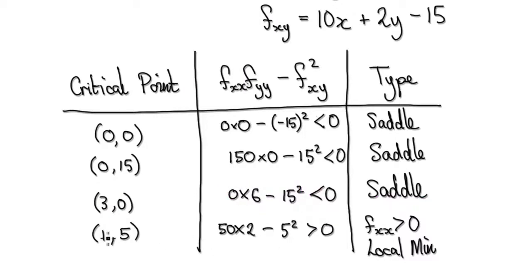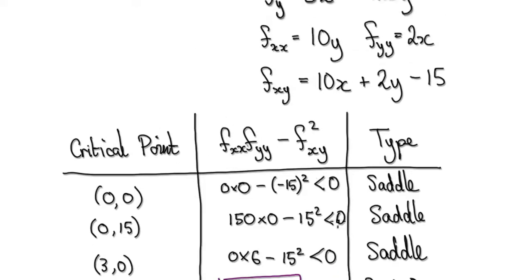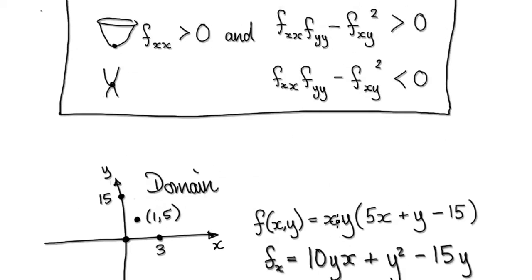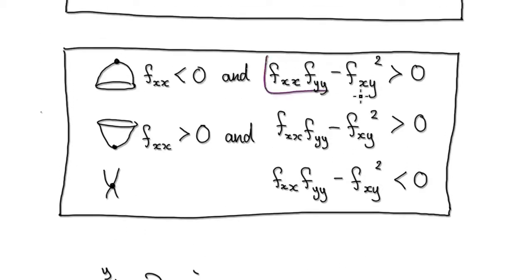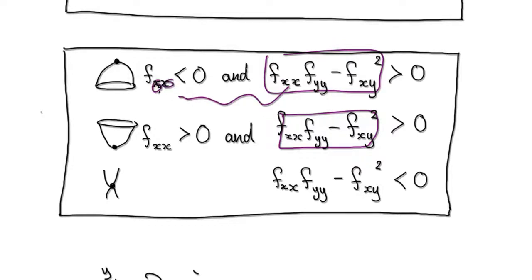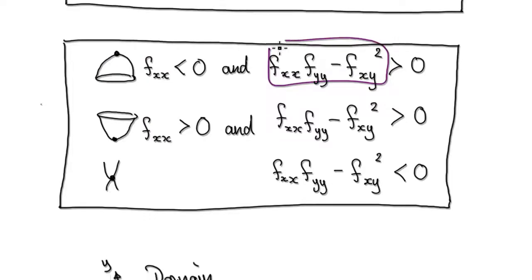When it comes to this one here, (1, 5), if you compute this thing, it will be greater than 0. If it's greater than 0, it could be this thing here, or it could be this thing here. So now we need to look at fxx. If it's negative, then it's going to concave down, meaning it's a max. If it's positive, it's going to concave up, meaning you're at a local min.